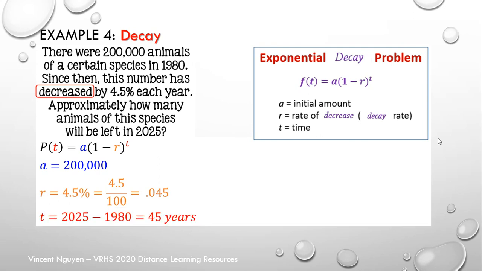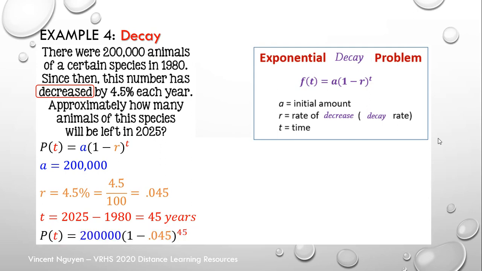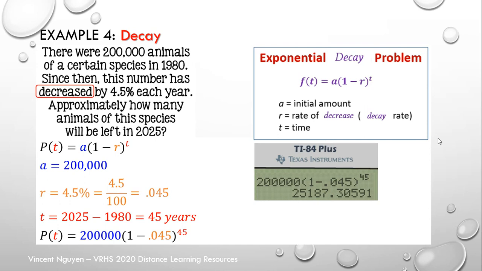The number of years, again, we take 2025, the year that we want to estimate, and then we subtract the year that we begin the estimation, which is 1980, and we get 45 years. Okay, so we want to estimate over 45 years. Substitute everything in. Now be careful. There are only 5 zeros in 200,000. Don't put any extra zero into your formula. So 200,000 times (1 minus 0.045) raised to the 45th power. Yes, that's a large number. Anyway, type it all into your calculator.